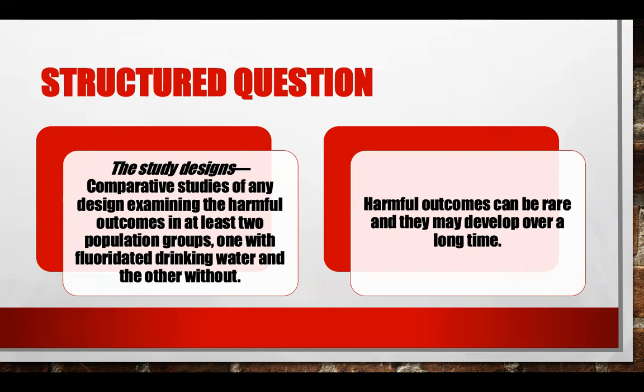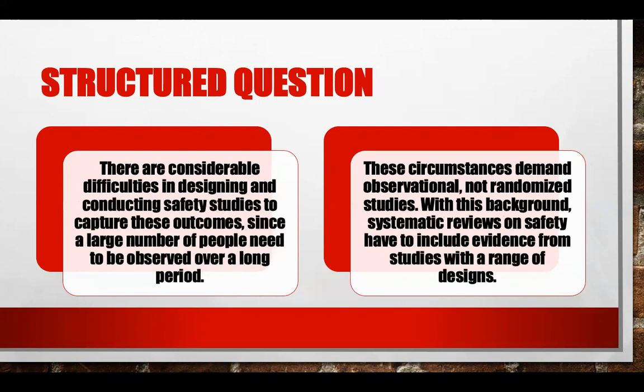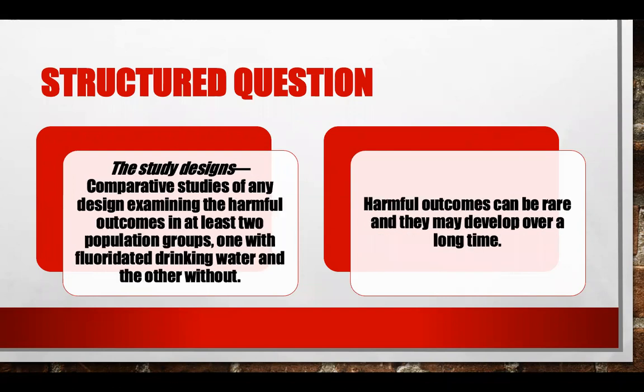Harmful outcomes can be rare and they may develop over a long time. There are considerable difficulties in designing and conducting safety studies to capture these outcomes. Since a large number of people need to be observed over a long period, these circumstances demand observational, non-randomized studies. With this background, systematic reviews on safety have to include evidence from studies with a range of designs. So this is the case when you want to compare study designs and frame your question around that.